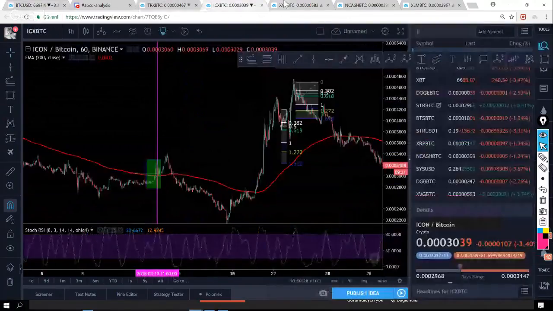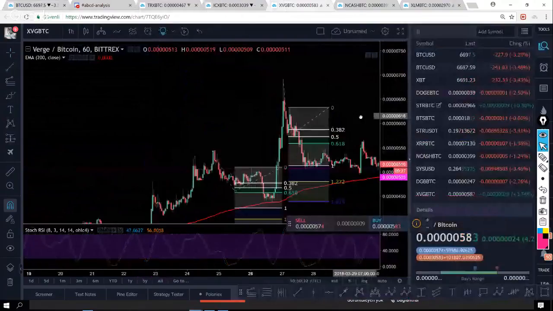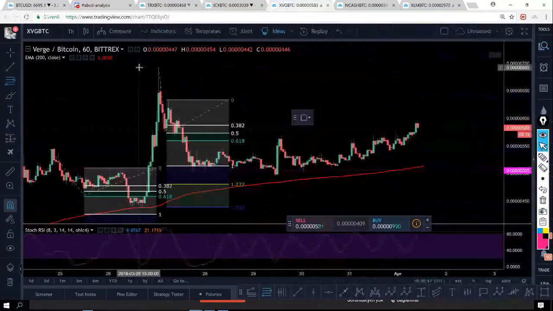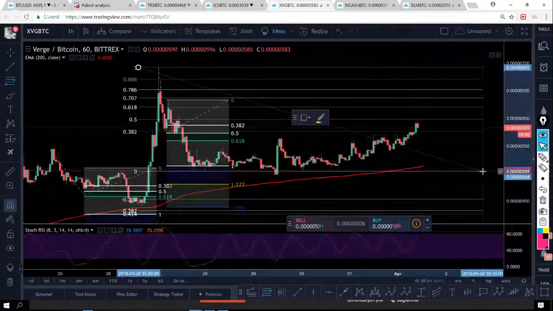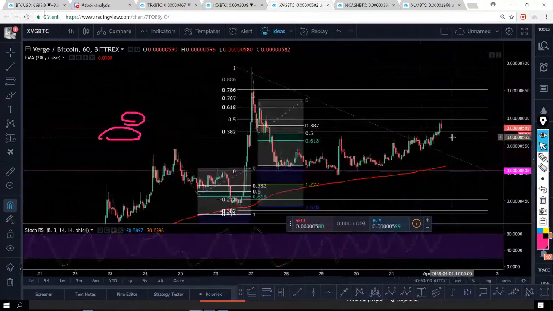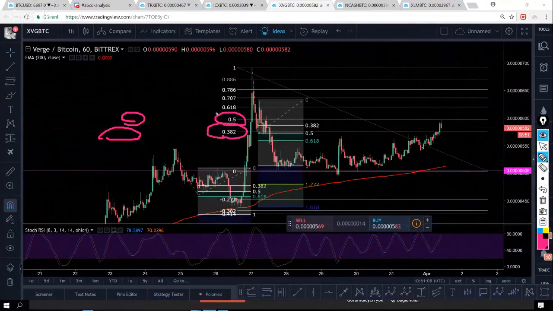ABCD, A to D, and wait here and here as two targets. As you can see, XVG, or Verge, hit the first target of this strategy and the second, or third or fourth.